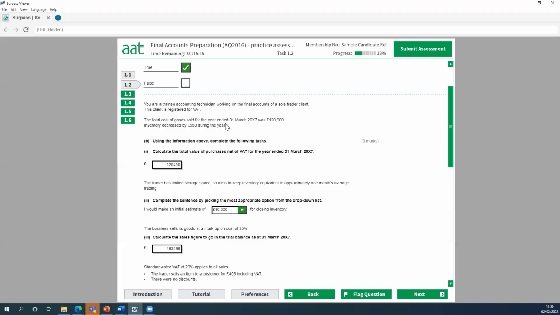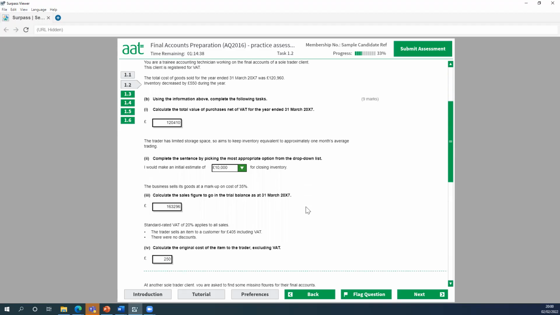120,960 times 1.35 is where you get your sales figure of 163,296. So remember, with markup, your cost of sales is 100%, and your selling price would be the 135%. With margin, remember your selling price will be 135 and your cost will be 65, wouldn't it? But anyway, just bear that in mind when it comes to markup and margin.